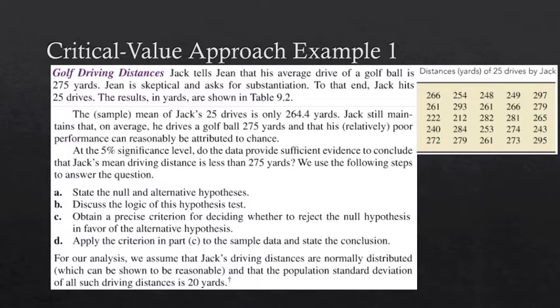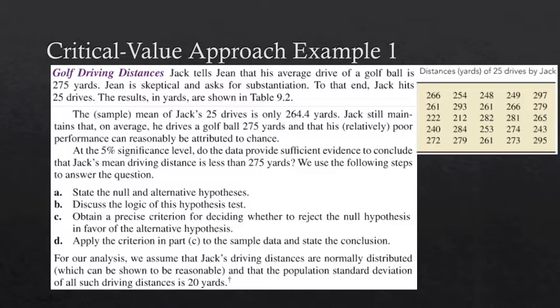We use the following steps to answer the question. And here what we're going to do: A, B, C, and D. But notice what it says in the very bottom down there. For our analysis, we assume that Jack's driving distances are normally distributed, and that the population standard deviation of all such driving distances is 20 yards.